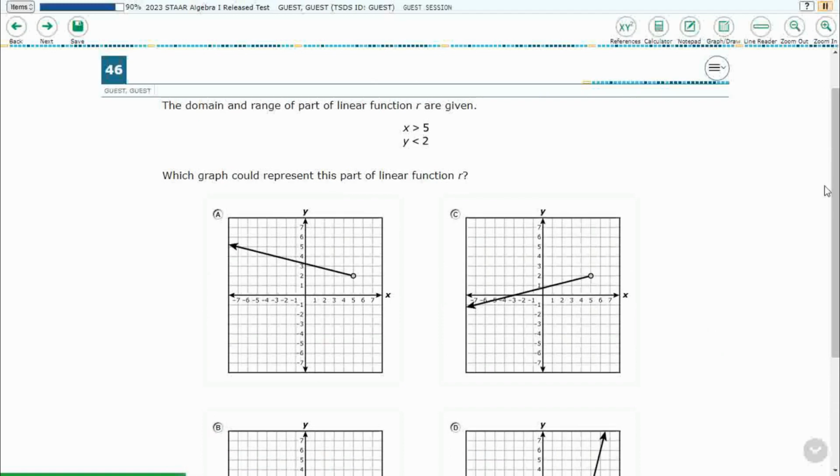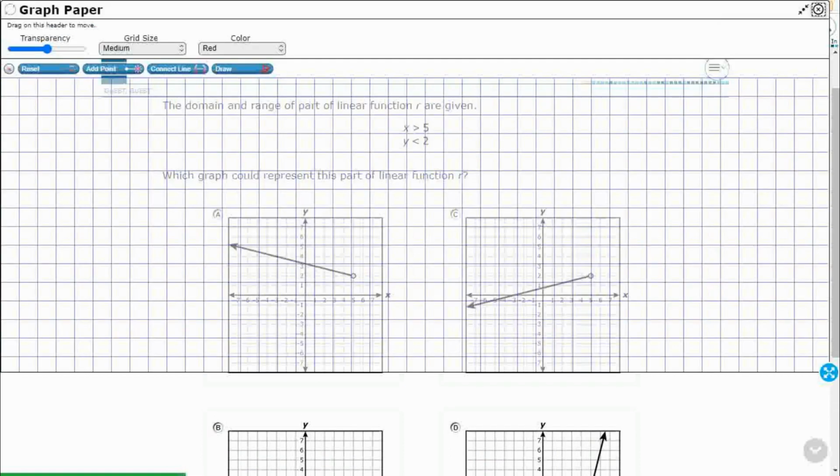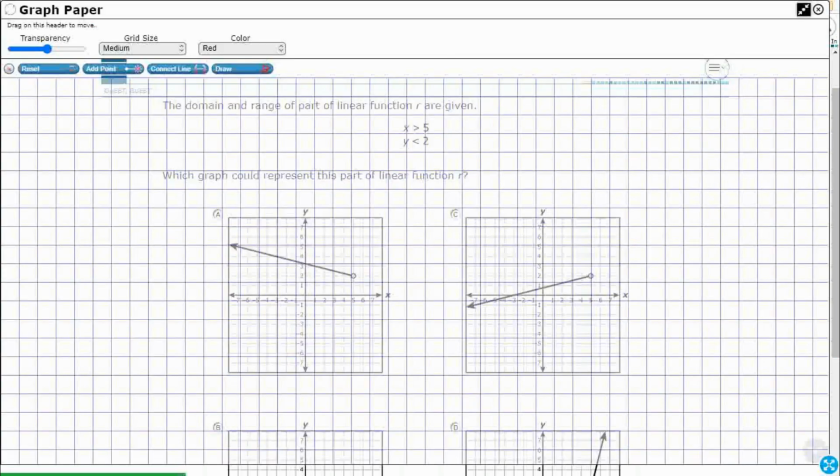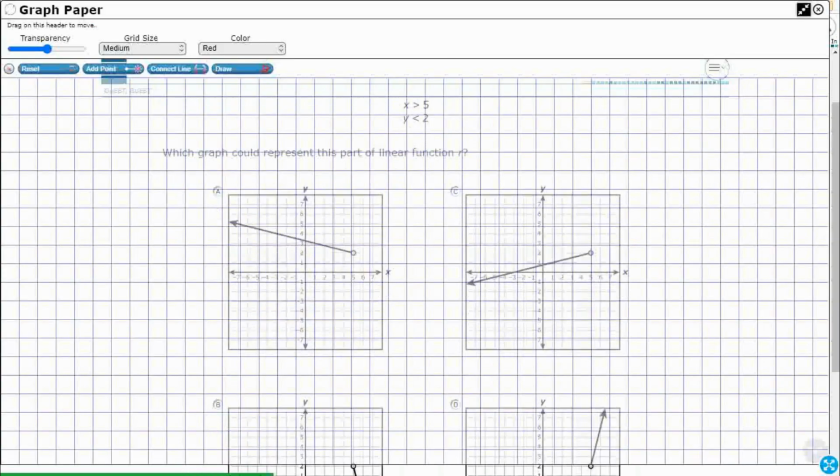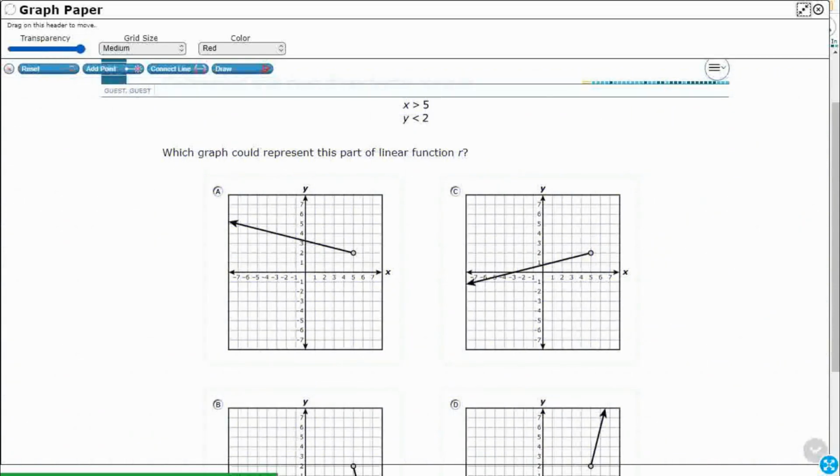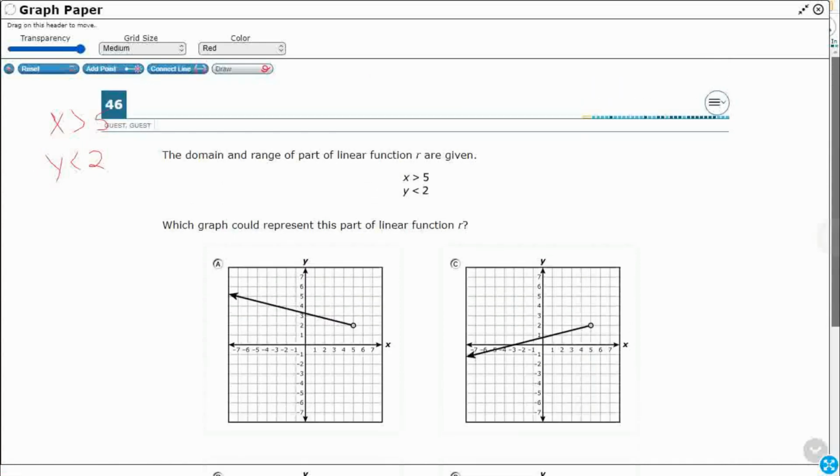All right, so we've got here the domain and range of parts of a function. Since it's so big and we have to scroll up and down, I'm just going to write those little expressions over here on the side. So we know that x is greater than 5, and we know that y is less than 2. So what does that have to do with our domain and range? Let's go ahead and define those real quick.